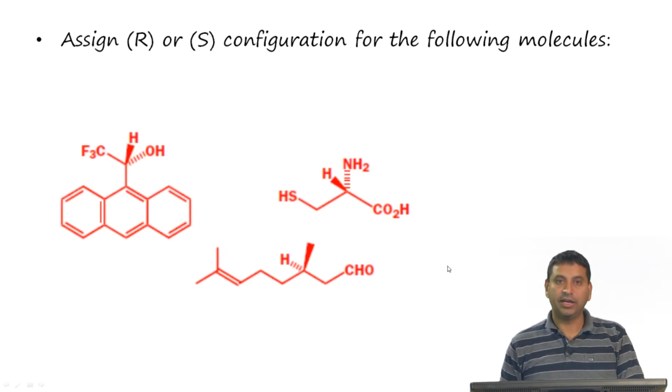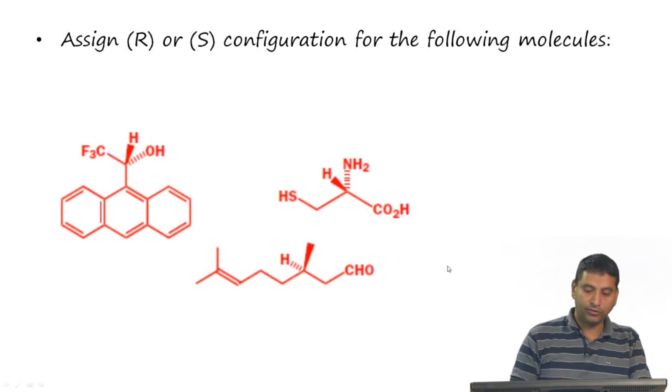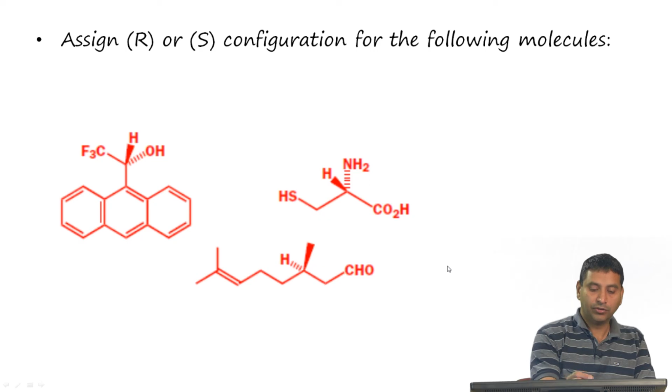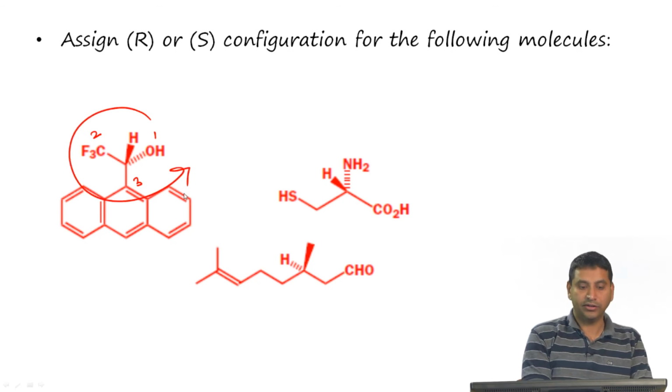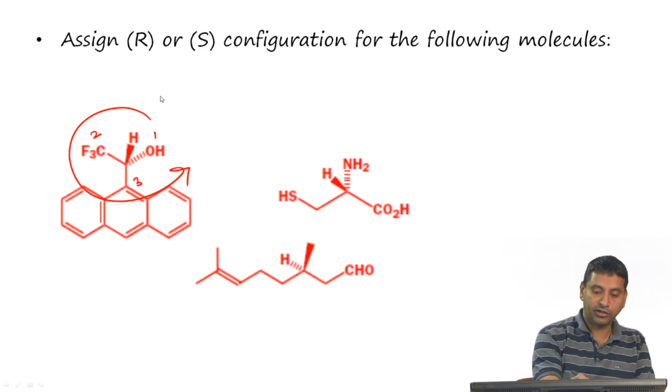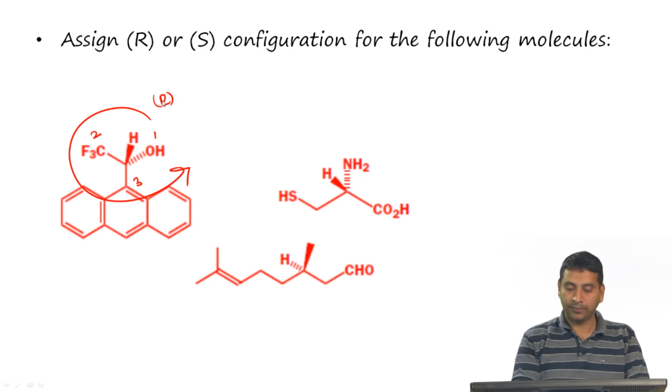Now, we have another case of assigning R and S configuration. So, let us go through this systematically. You have priority number 1, priority number 2, priority number 3, and this is going in the anti-clockwise direction, but since hydrogen is coming towards us, this would be assigned as R.